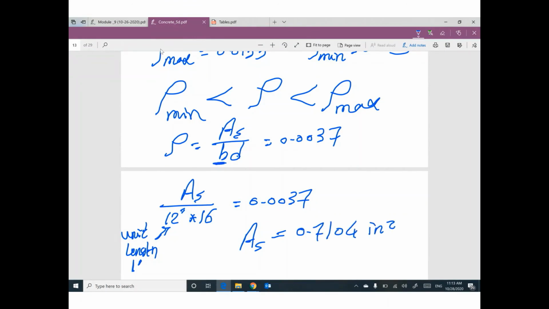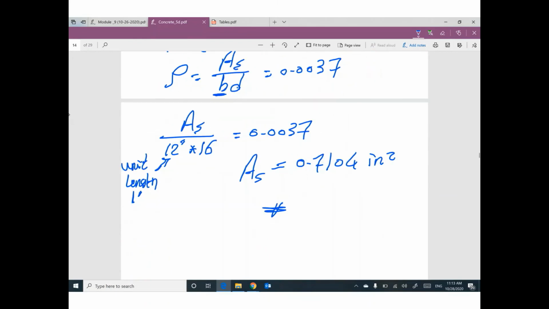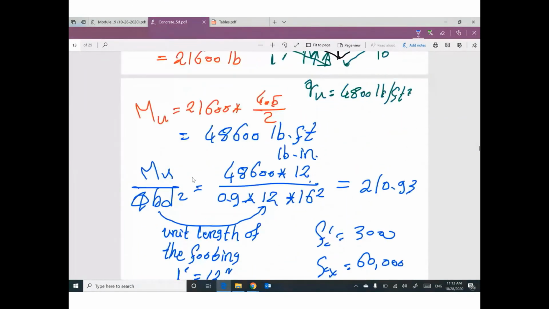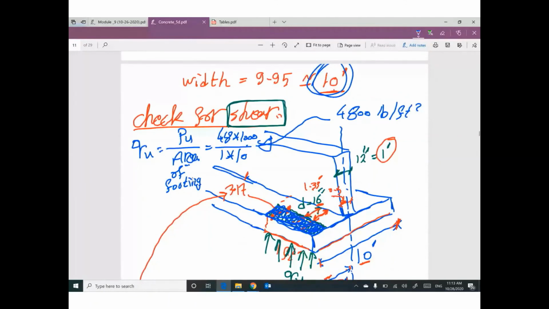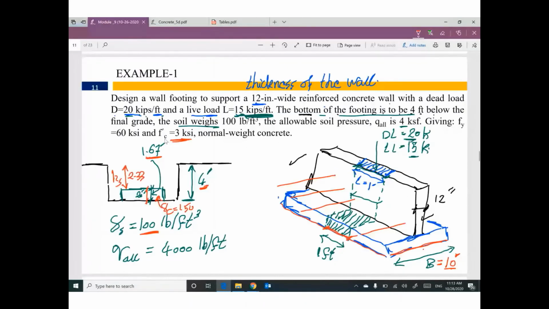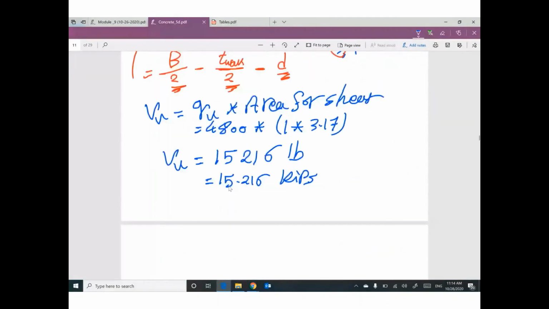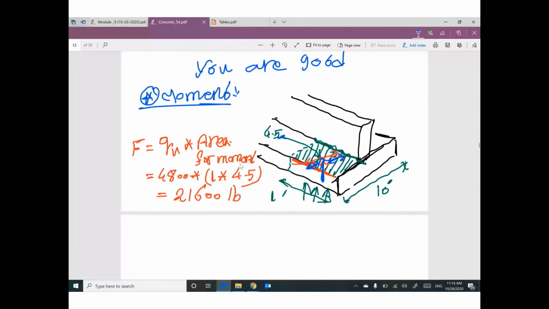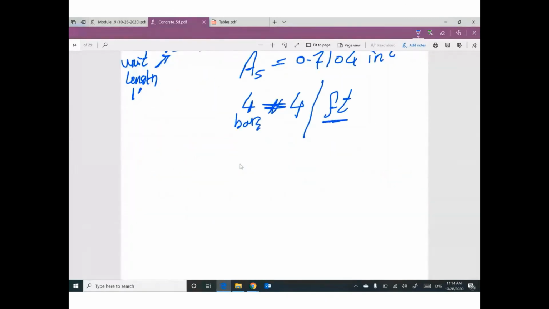If you choose number 4, your number here will be 4 bars. Number 4 for each feet of this footing. Guys, remember all of these calculations. All of these calculations for what? Unit feet of the wall. So your final answer for area steel will be for each foot of the footing.